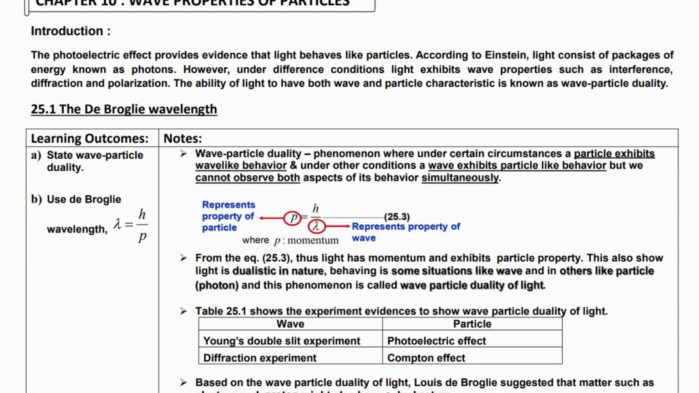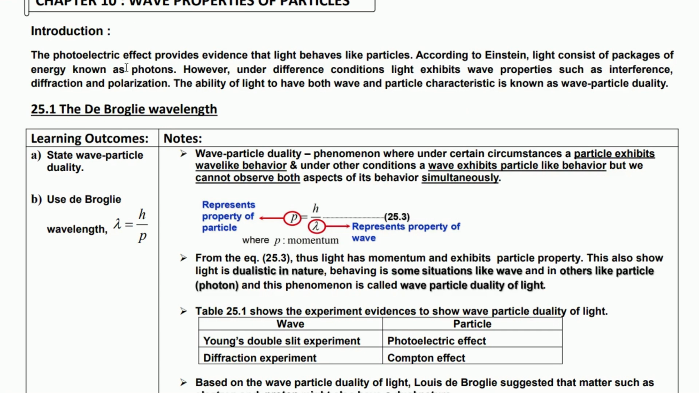So, light ni dia special sebab dia boleh ada kedua-dua karakteristik. Okay. To have both wave and particle characteristics. Okay. Maksudnya light ni dia boleh jadi particle. Dia juga boleh jadi gelombang. So, kita bahas topik ni, iaitu wave particle duality.